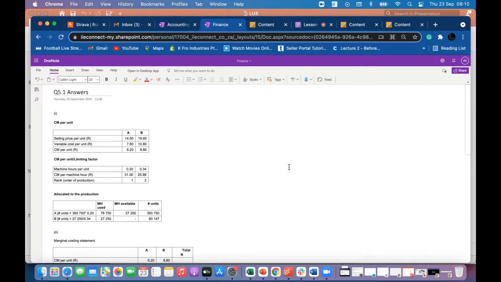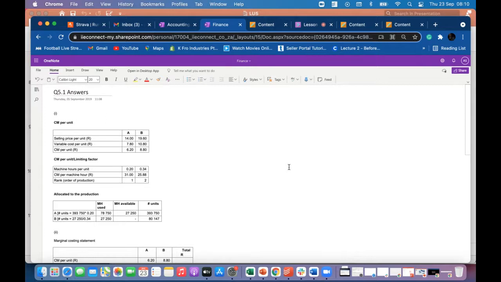The following budgeted information has been provided by management. So for product A, you can see there the total number of units demanded is, and this is a budget, remember, 393,750. For B, 168,750. Then we have the selling price per unit, the variable cost per unit, the fixed cost per unit, the machine hours per 1,000 units, and then the direct labor hours per 1,000 units. Okay, right.